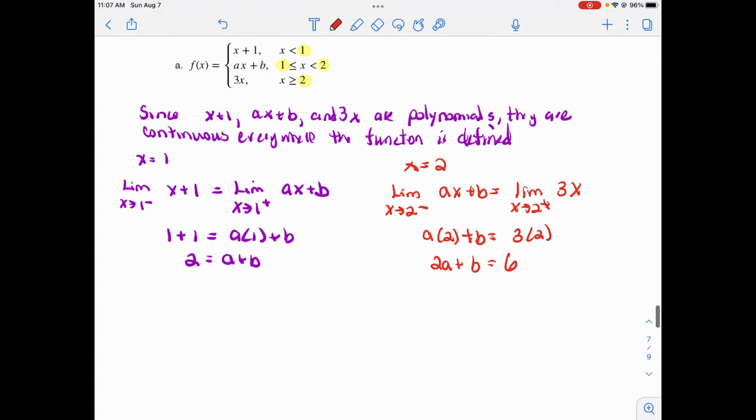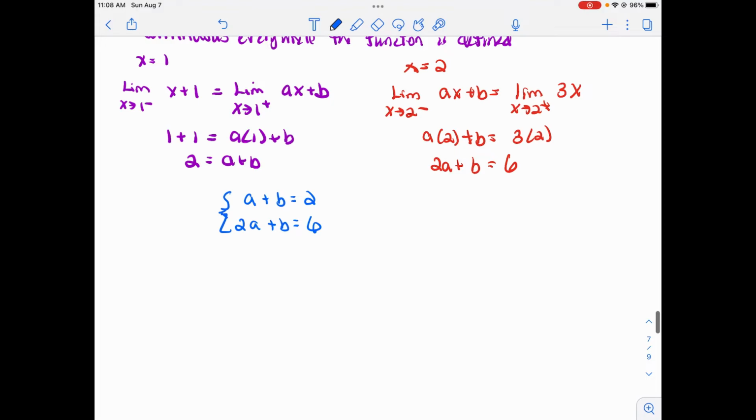So I have, at this point now, a plus b equals 2, and 2a plus b is equal to 6. So we have a system of equations that we can solve. Let's say I'm going to multiply the top equation by -1. So negative a minus b equals -2. Add these together, I get a is equal to 4.